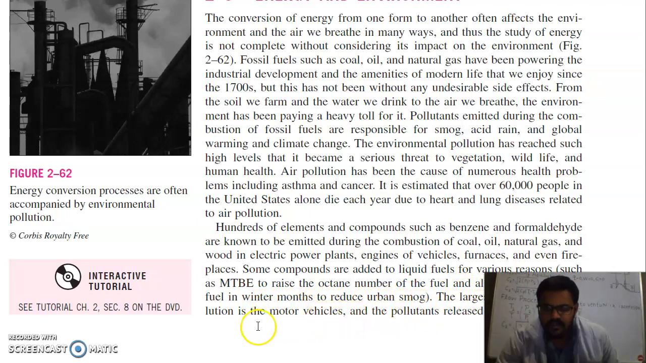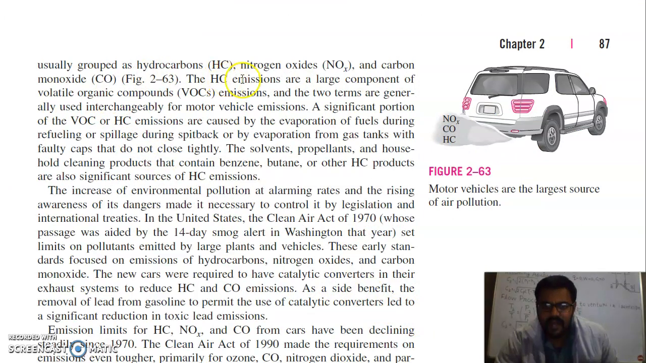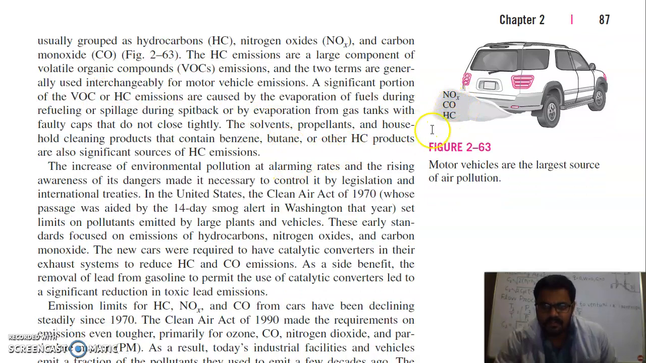The largest source of air pollution is motor vehicles, and the pollutants released by vehicles are usually grouped as hydrocarbons, NOx emissions and carbon monoxide emissions. The hydrocarbon emissions are the large component of volatile organic compounds. So you can see here these are the major pollutants.